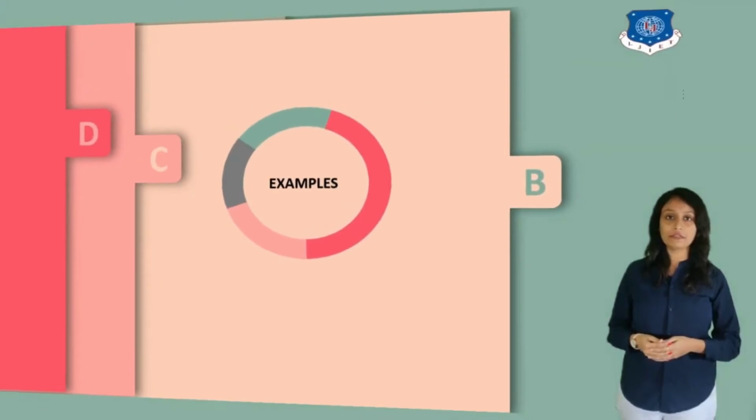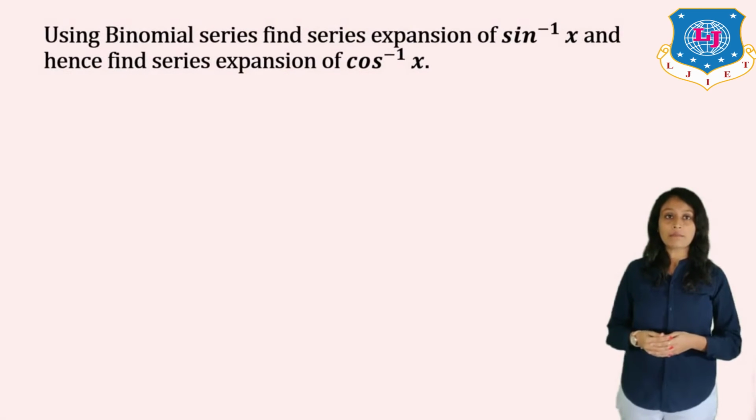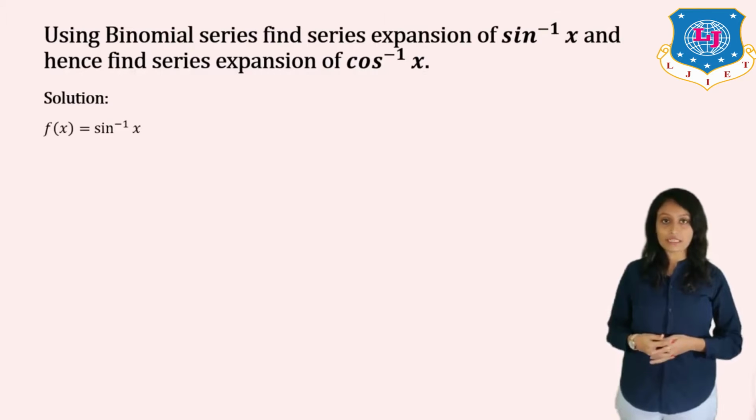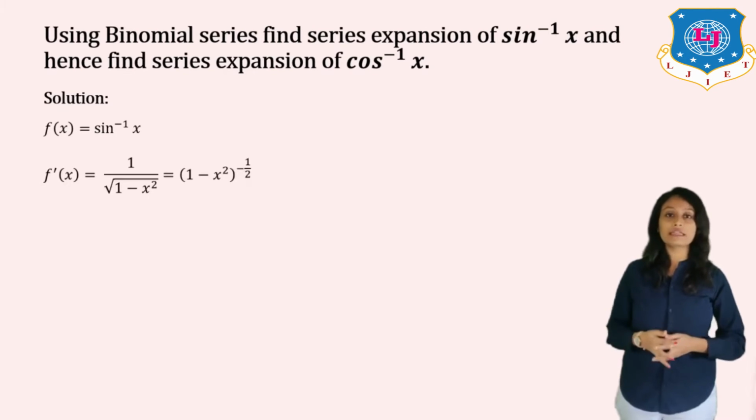The first example we are going to study is: by using the binomial series, find the series expansion of the function sin inverse x, and using this we have to find the series expansion of cos inverse x. So let's begin with the solution. The question is that we have to find the series expansion of sin inverse x. So we will take f(x) as sin inverse x. So firstly find its derivative.